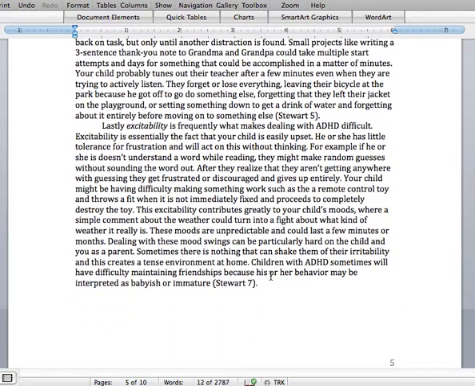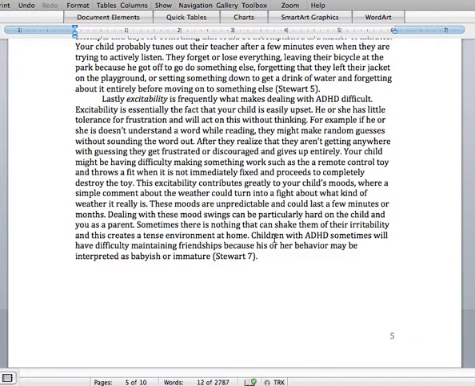So lastly, one of the main components of the disorder is excitability. This could get confused with getting excited, but it would refer to the fact that your child gets easily upset. This usually is what makes dealing with ADHD really difficult because they can be moody or have zero tolerance for frustration and will act on this frustration without thinking. For example, they'll not understand a word while reading and just take wild guesses without sounding the word out. After they realize they aren't getting anywhere, they get frustrated and discouraged and give up entirely.